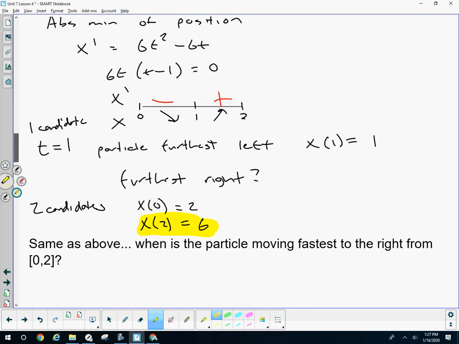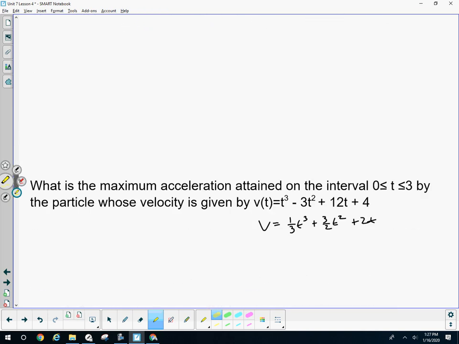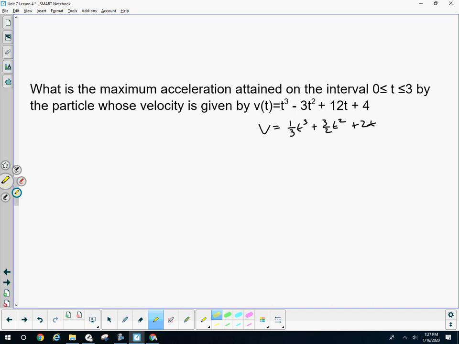Now there are situations where, I'm going to skip this one and go here. Change this from maximum acceleration to maximum velocity. Okay, what is the maximum velocity? This question is asking when are we moving fastest to the right?